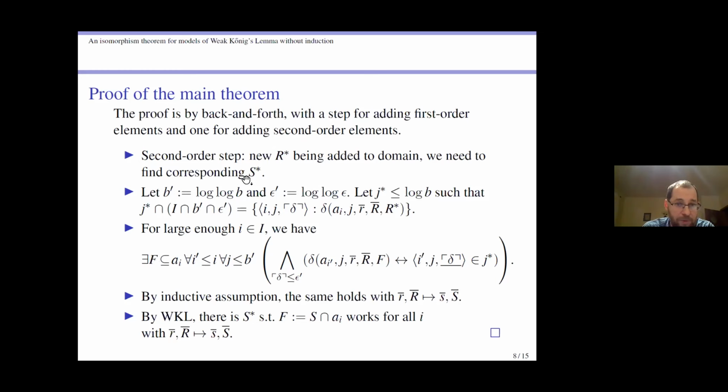And finally, to get a good enough full infinite set S star from these finite approximations, that's where you apply weak Kőnig's lemma. So weak Kőnig's lemma is to the second order step exactly as sigma 1 collection is to the first order step. And you work out the details, and that's it. So that's the proof.